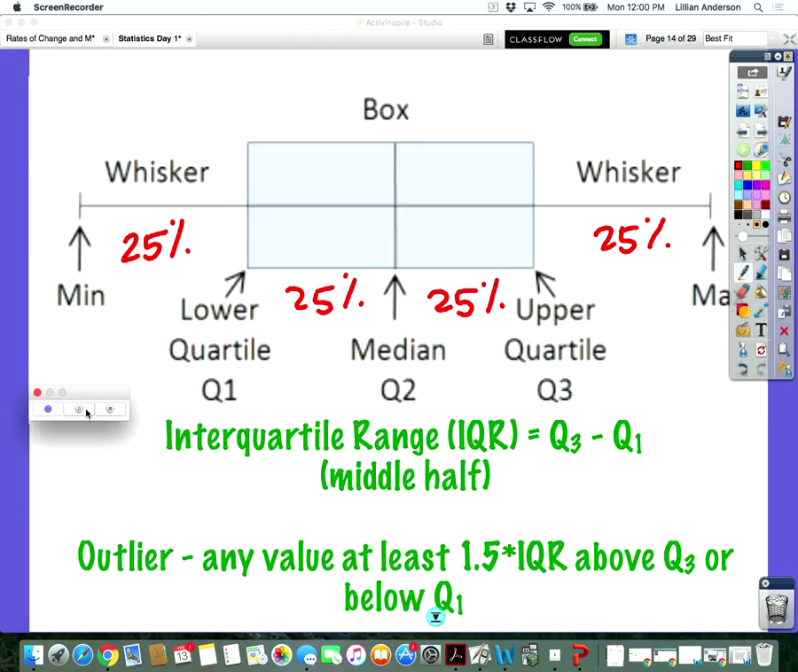Alright, now there is a relationship, because remember, box and whisker is one way to represent your data. It shows how the data is basically spread out. Okay, so do realize that those two pieces do relate to each other.